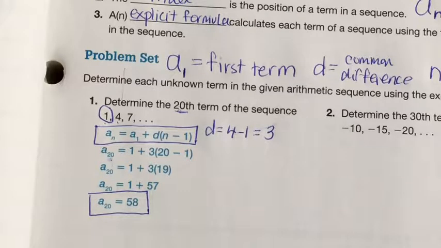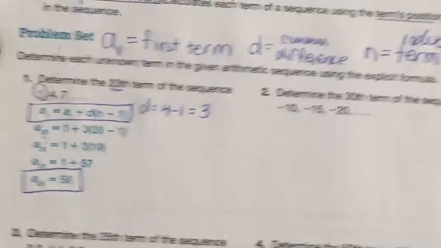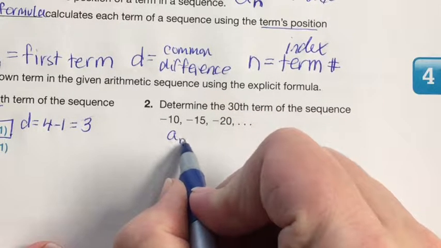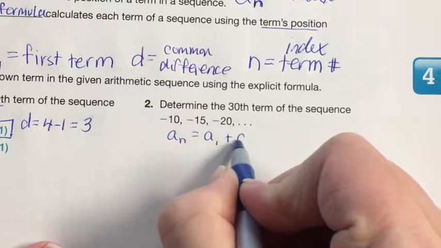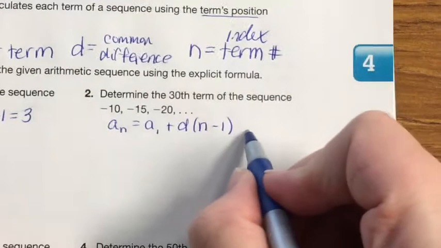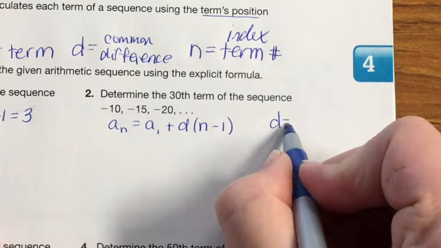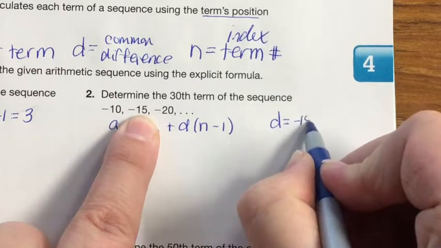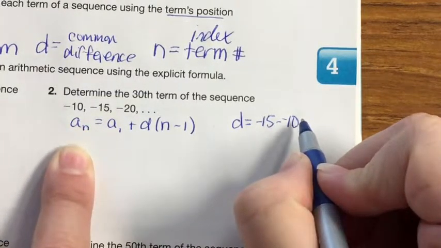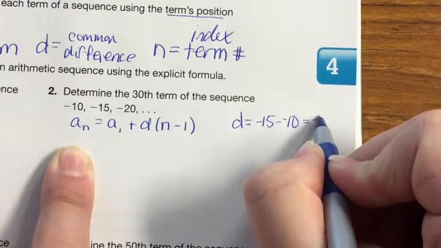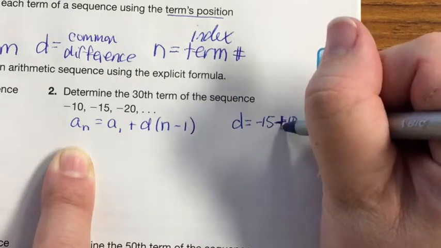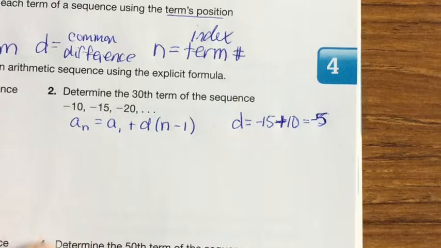So let's do number 2. First, I'm going to write down the formula. A sub n is equal to A sub 1 plus D times n minus 1. Then over here on the side, I'm going to find the D. D is equal to the second term, which is negative 15, minus the first term, which is negative 10. What is negative 15 minus negative 10? Negative 5. Because you're at a negative, and then minus a negative would be like adding. So negative 15 plus 10 is negative 5.